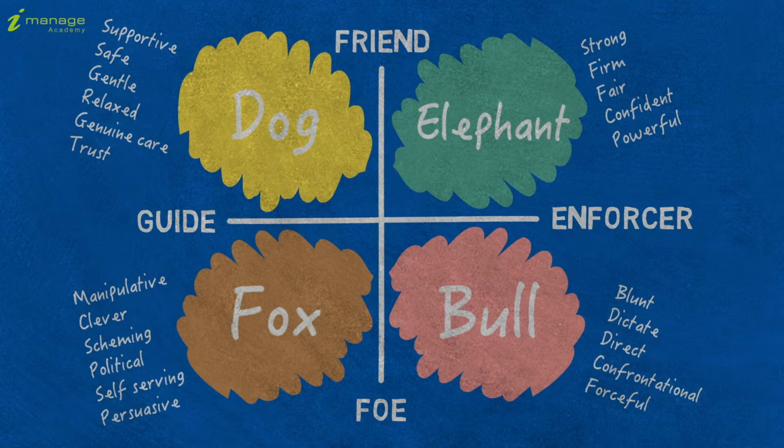So 4 quick metaphors: bull, fox, dog, elephant. When you walk into influencing situations, it's really helpful to carry these pictures with you, because if you think about the behavior of the animal, that starts to help you tailor and shift your behavior in a way that is going to be useful for the outcome of the situation.